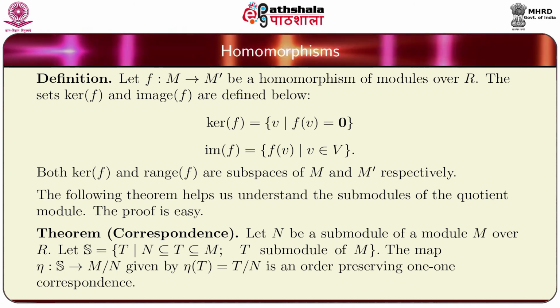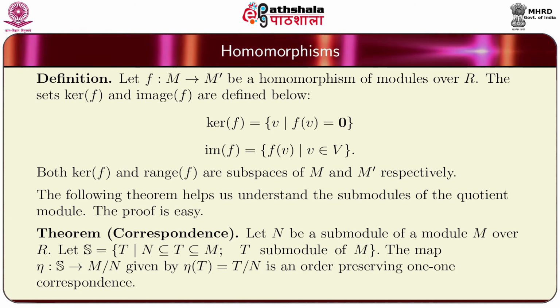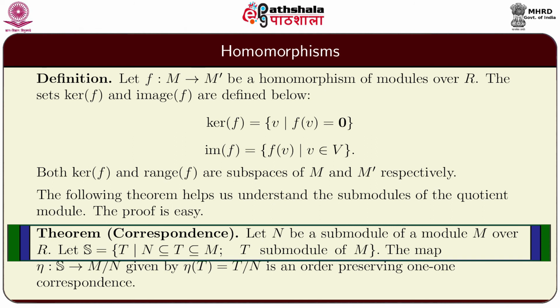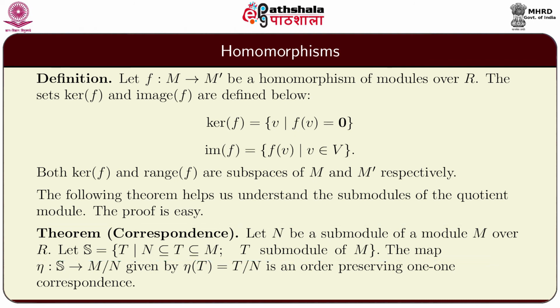And now let us list down a few theorems which help us understand the submodules of the quotient module. To begin with, the correspondence theorem, similar to that for quotient vector spaces. This says that let N be a submodule of a module M over R. Let S denote the set of all submodules T of M such that N is contained in T is contained in M. Then the map eta from S to submodules of M mod N given by eta of T is equal to T mod N is an order preserving 1-1 correspondence. This is an easy verification, and it says that the submodules of the quotient module M mod N are of the form T mod N, where T is a submodule of M which contains N.